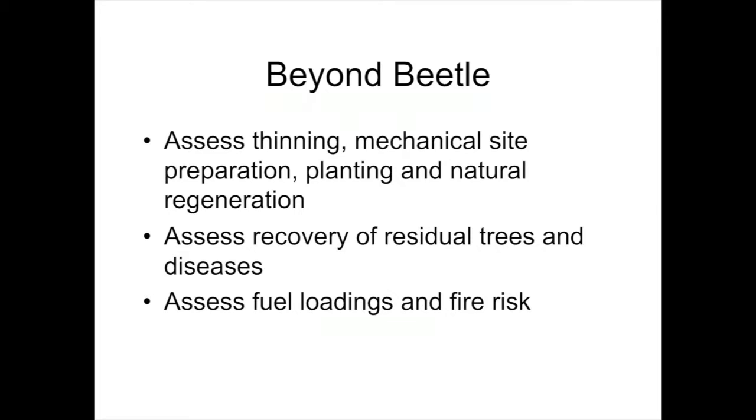So that might be a reason why we expect to see regeneration again with a delay. Another reason is that once the feather mosses go, then you can get seedlings coming in underneath hardwoods.